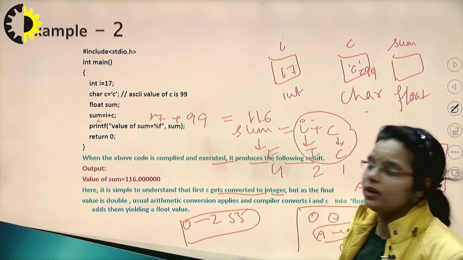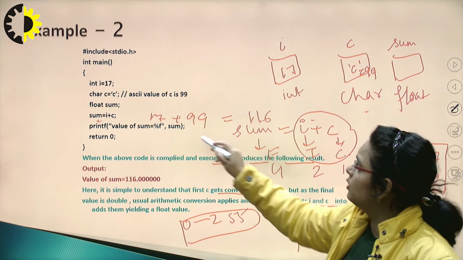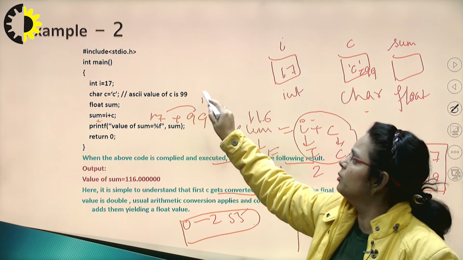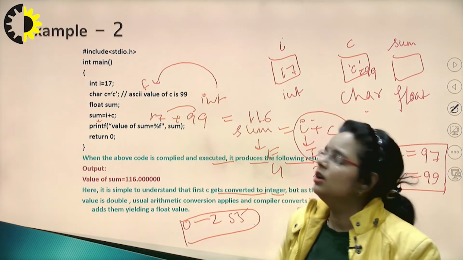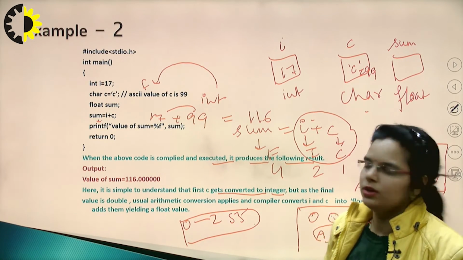Sum is of float type. So this entire expression would be of integer type, and when we are saving it to a float type value, our resultant would be of float type.